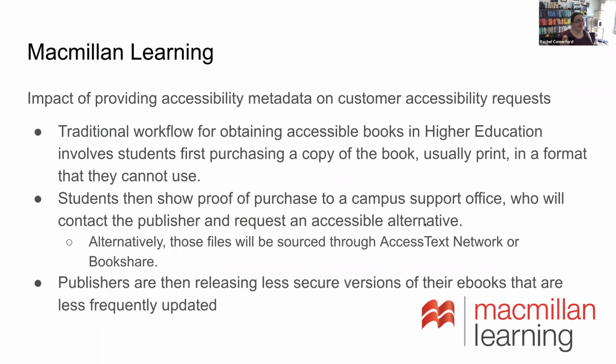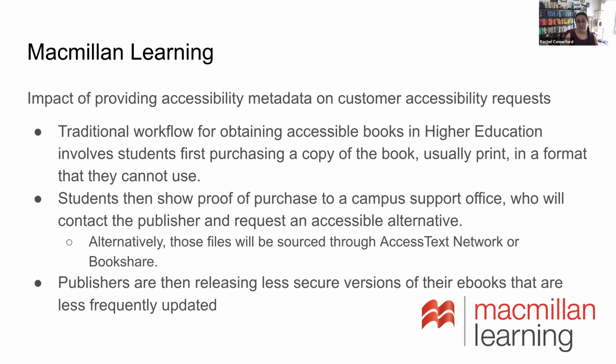So starting with Macmillan Learning, as a higher education company, Macmillan routinely gets requests from schools for alternative versions of textbooks for users with print disabilities. The traditional workflow for students is they purchase a copy of the book, it's often print, that the student can't use, and then they bring that copy or a receipt or some sort of proof of purchase to their support office at school. So this would be the disability support office, the DSO, or the accessibility support office, or some variation on that.